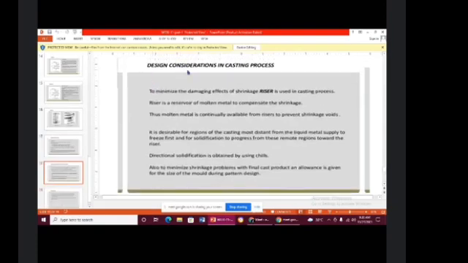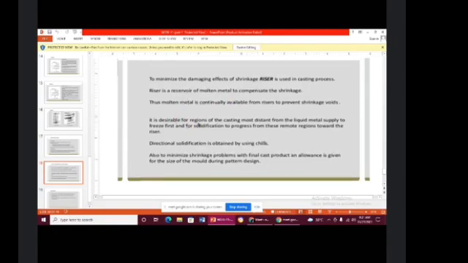Next is the design consideration in the casting process. To minimize the damaging effects of shrinkage, a riser is used in the casting process. So what is a riser? A riser is a reservoir of molten metal to compensate for shrinkage. This molten metal is continuously available from the risers to prevent shrinkage voids. It is desirable for the regions of the casting most distant from the liquid metal supply to freeze first and for solidification to progress from these remote regions towards the riser. Directional solidification is obtained by using chills.